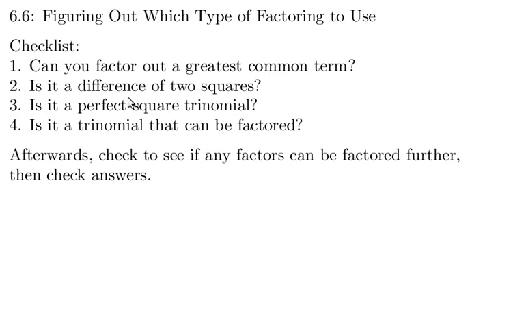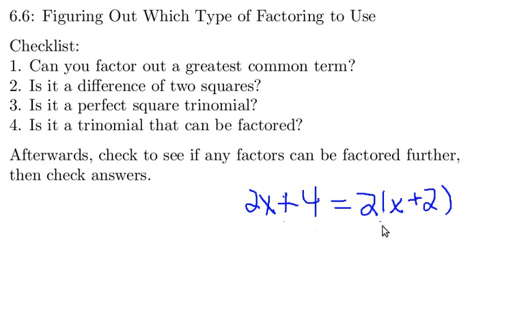There are 4 points to bear in mind. The first thing we check, whenever we're given a polynomial and told to factor it, is: is there a greatest common term that we can factor out? So, if it was 2x plus 4, is there a greatest common term that we can factor out? Well, in this case, yes, there is. 2 times x plus 2. So that would be the first thing we check. Can we take out a greatest common term?